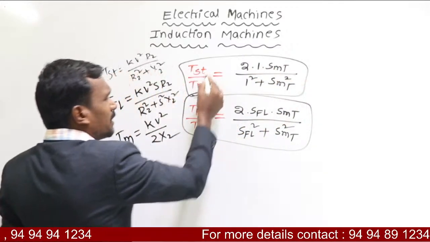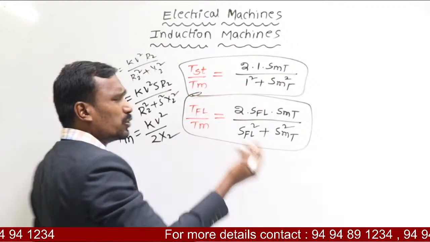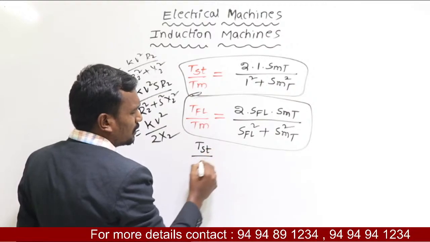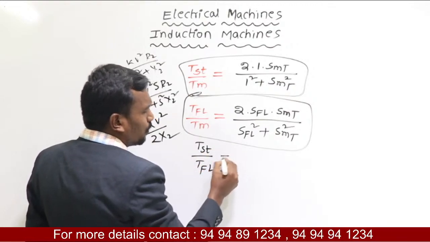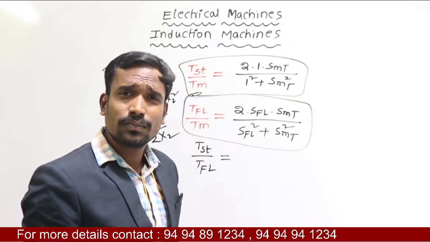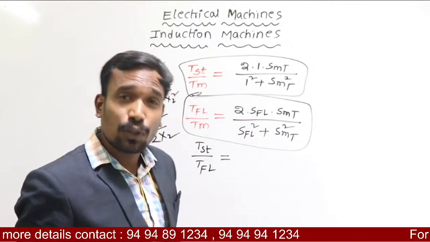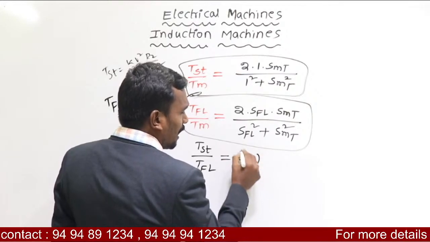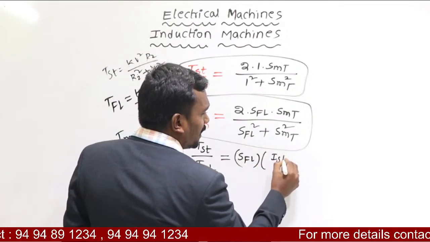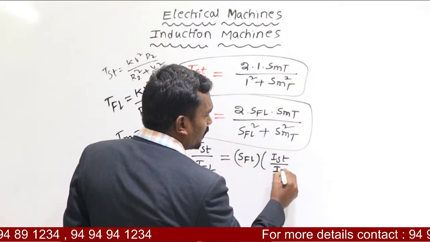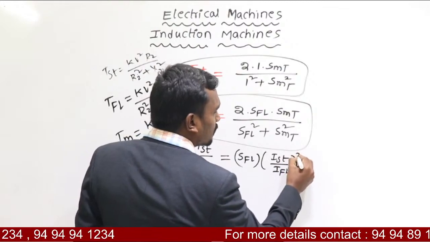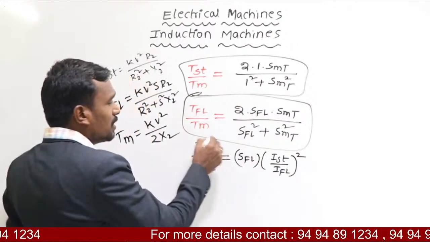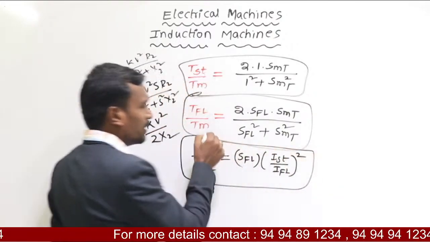Sir, starting torque to maximum torque is there. Full load torque to maximum torque is there. What about starting torque to full load torque? Starting torque to full load torque is equal to S full load into (I_st by I full load) whole square. This is the formula for starting torque to full load torque.